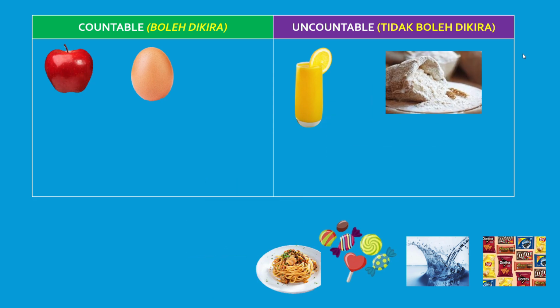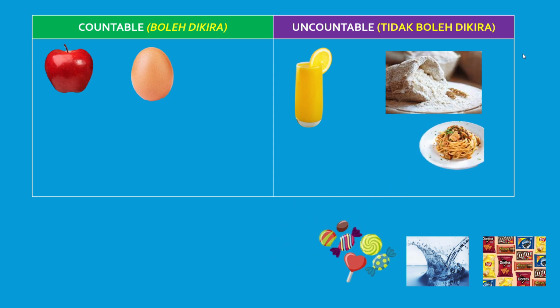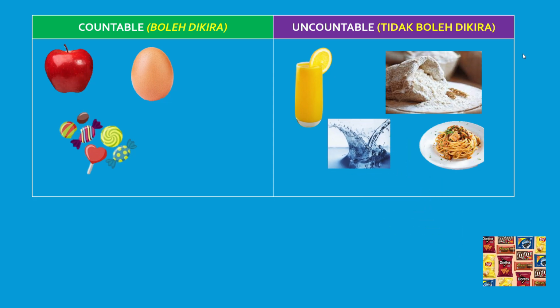No, it's uncountable. How about pasta? Can you count 1 pasta, 2 pasta, 3 pasta until the end of the world? No, so it's uncountable. How about sweets? Can you count 1 by 1? Yes, you can. So sweets are countable. How about water? Can you count by 1 water, 2 water, 3 water? No, you can't. So it's uncountable.